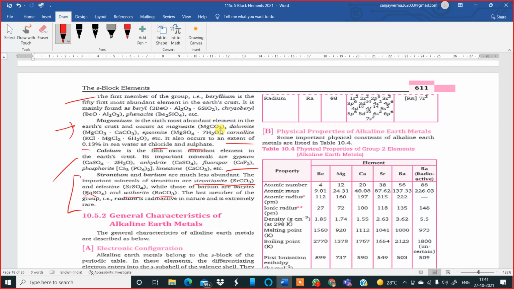The last member of the group, radium, is radioactive in nature and is extremely rare. It has to be extracted. It is radioactive in nature, so it is quite dangerous to handle radioactive elements.